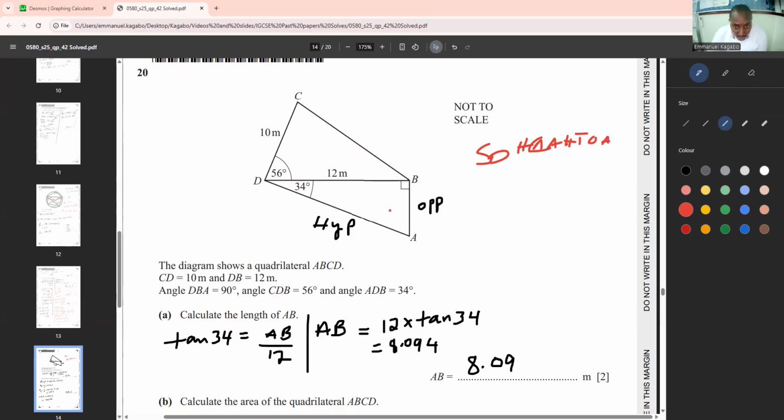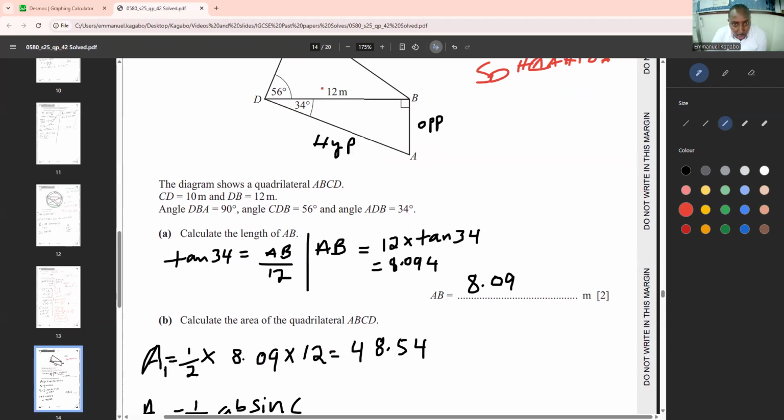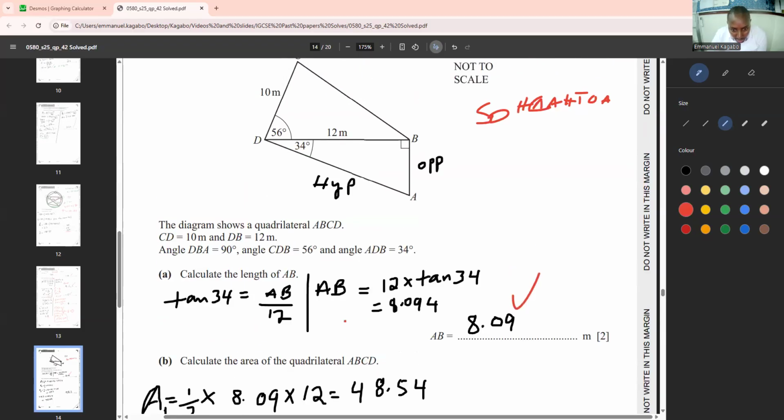Now, this is the angle, opposite adjacent. That will be tan. Opposite adjacent. So it's going to be this. So cross multiply, then we give you that. Calculate the area of quadrilateral ABCD, the whole thing. So it's the area of this triangle and the area of this triangle, and then add.